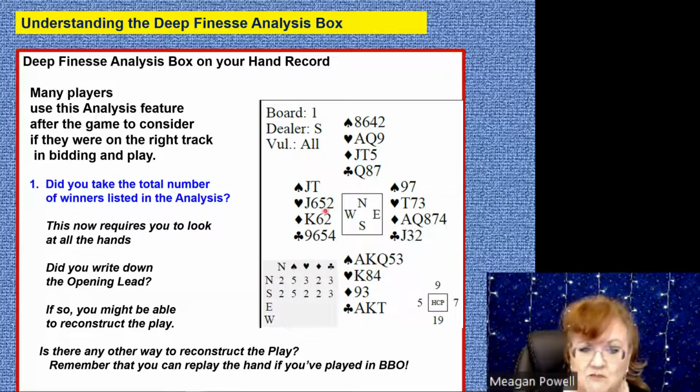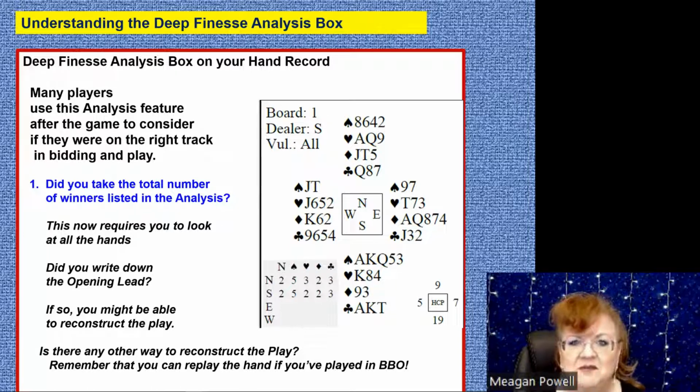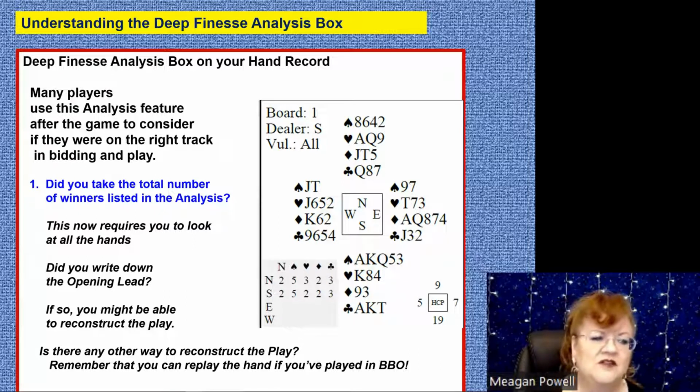Because the opening lead might impact how many winners you take. If your table has an opening lead, let's say in the club suit, and another table led the heart suit, well, that might impact the outcome, because you would have played your tricks in a different order. Maybe you would not have been able to get rid of a card you intended to, those kinds of things. If you write down the opening lead when you start to play, this is where you could start to reconstruct the play, because you'll know how it started.